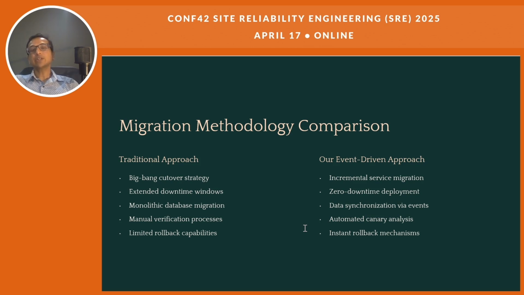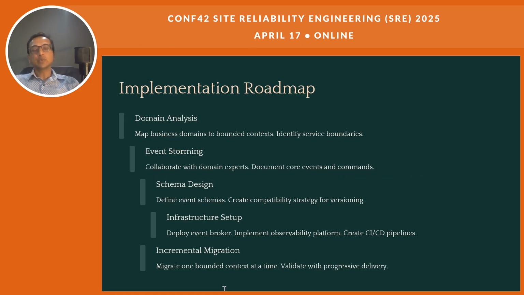With the migration methodologies compared, the next step is to outline a clear path of execution through an implementation roadmap. A well-defined roadmap ensures a structured transition. Now that we have established the importance of a structured migration process, let's walk through the key stages of our implementation roadmap, designed to ensure reliability and scalability while adhering to SRE principles.